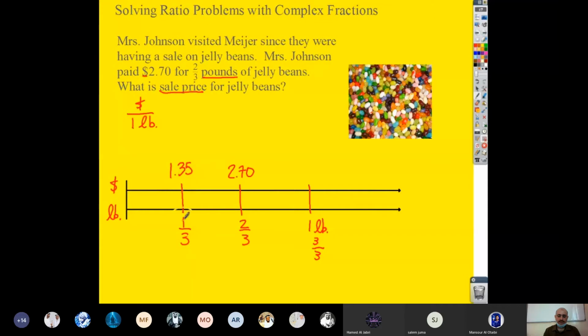Okay, so look, $1.35, $2.70. Now I can take $2.70 and add another $1.35. Line up my decimals, 0 plus 5. This becomes 0. That's a 1. So I get $4.05. In this case, the sale price is $4.05 per pound of jelly beans. Okay, hopefully that made some sense.